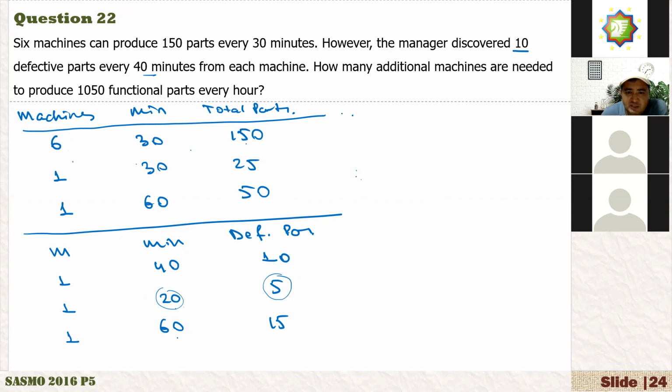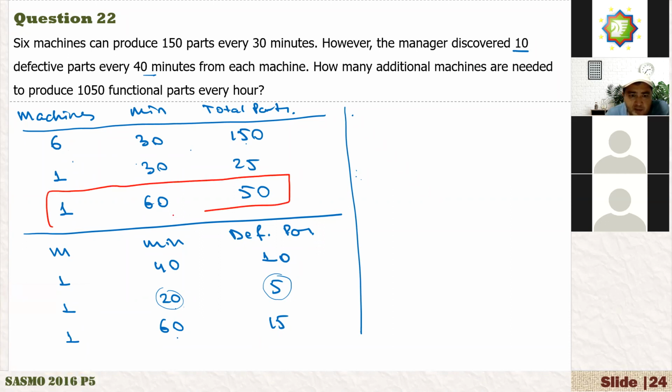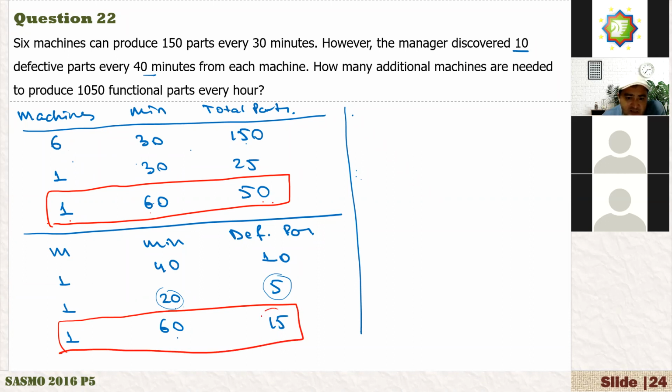Now, what is the difference here? If you look at this, let me just take this in a rectangle box. In 1 minute, one machine, in 60 minutes, produces 50 parts, total parts. But actually here, one machine in 60 minutes produces 15 defective parts, right? So what is the difference actually produced?